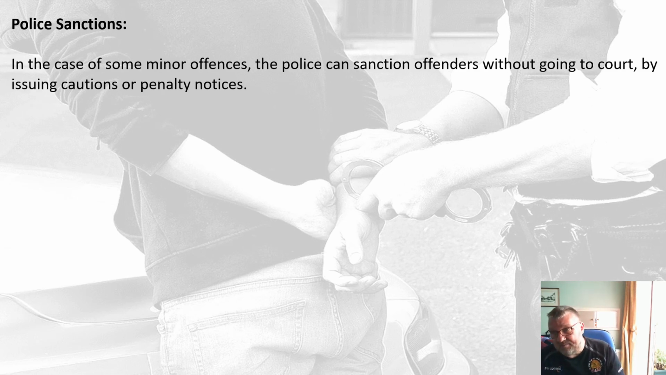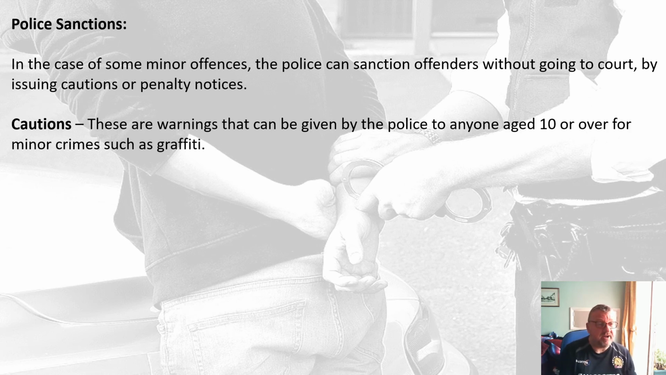So in the case of some minor offences, the police can impose sanctions as well without making someone go to court. So they can issue cautions or penalty notices. So for instance, if you're pulled over for speeding by a police car on the motorway, you can actually pay the fine there and then, have the points on your licence if you've got your insurance documents and your driving licence, and go on your way.